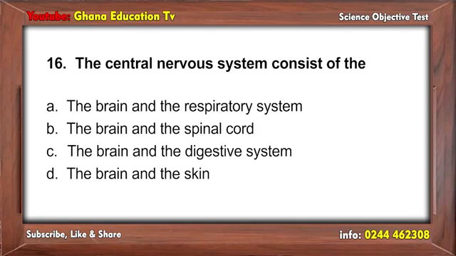Number 16. The central nervous system consists of the A. The brain and the respiratory system. B. The brain and the spinal cord. C. The brain and the digestive system. And D. The brain and the skin.